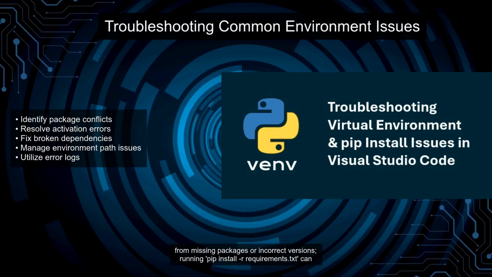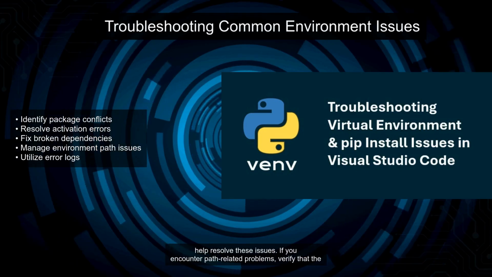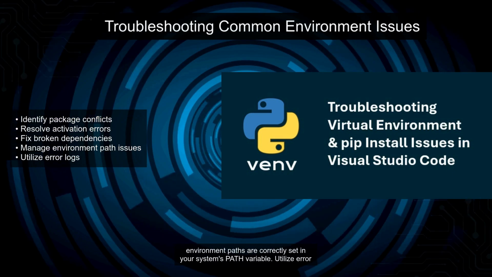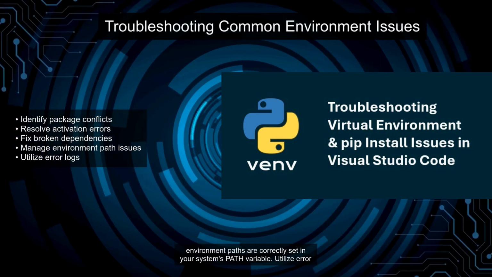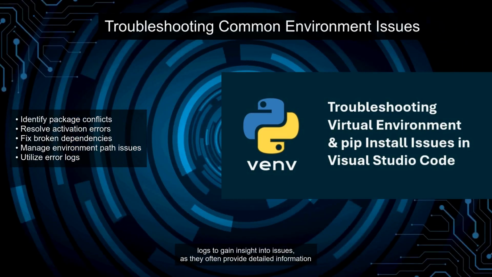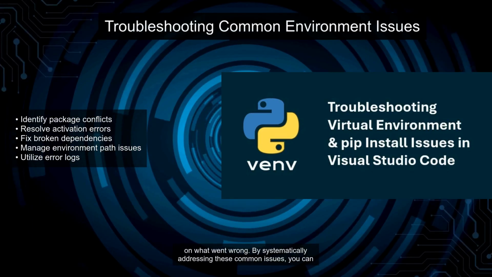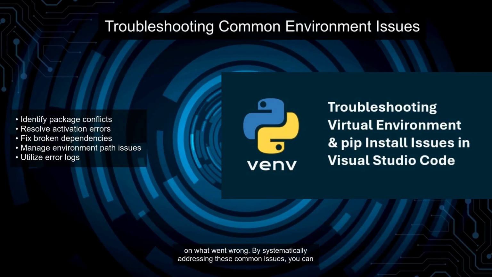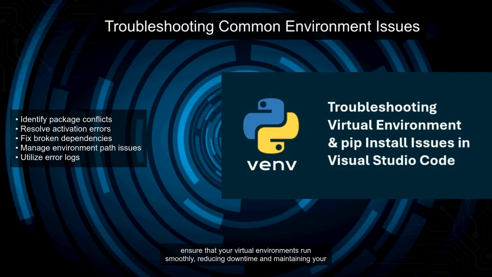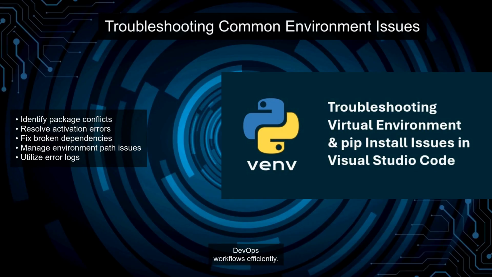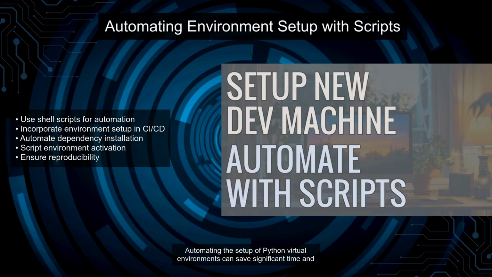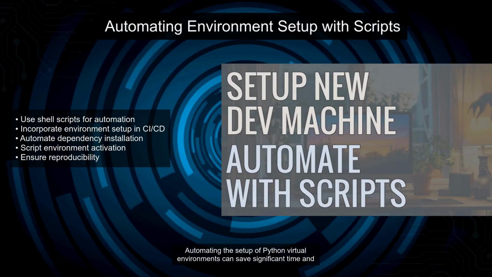Broken dependencies might result from missing packages or incorrect versions. Running pip install -r requirements.txt can help resolve these issues. If you encounter path-related problems, verify that the environment paths are correctly set in your system's PATH variable. Utilize error logs to gain insight into issues, as they often provide detailed information on what went wrong. By systematically addressing these common issues, you can ensure that your virtual environments run smoothly, reducing downtime and maintaining your DevOps workflows efficiently.